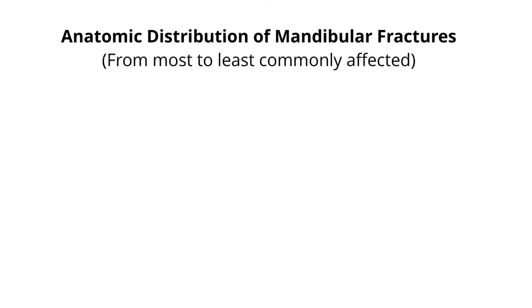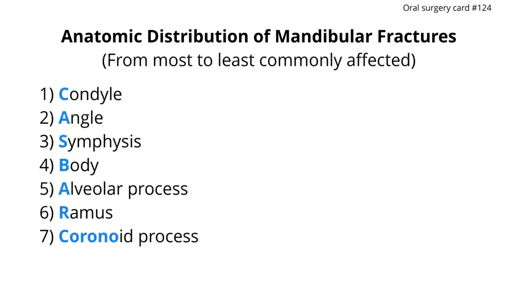Oral surgery card number 124. Anatomic distribution of mandibular fractures from most to least commonly affected. The most commonly affected is the condyle, then angle, symphysis, body, alveolar process, ramus, and the least commonly affected is the coronoid process. Now, to remember these and create the mnemonic, first we will take the first letter of the first six: C, A, S, B, A, R.